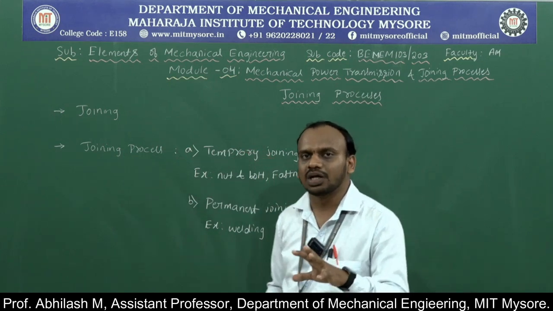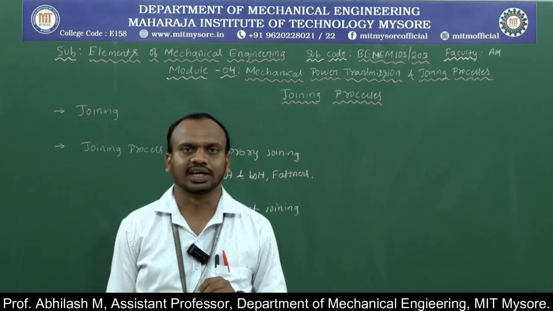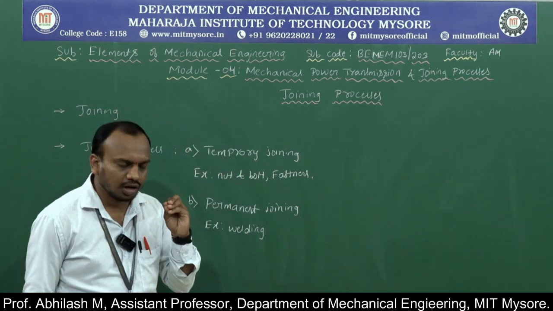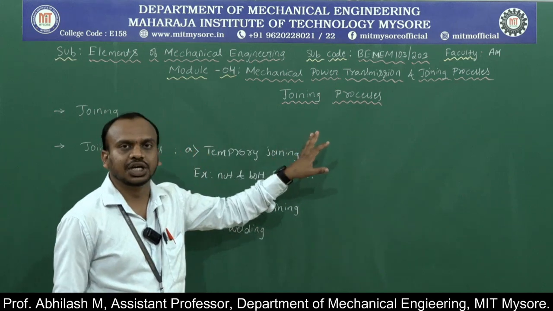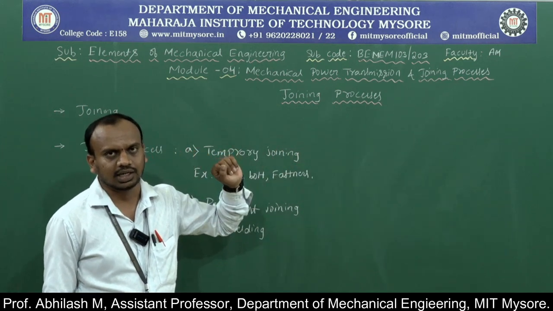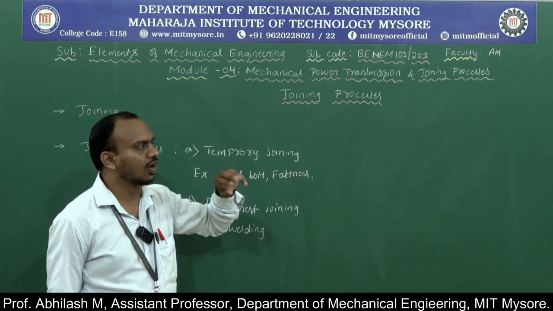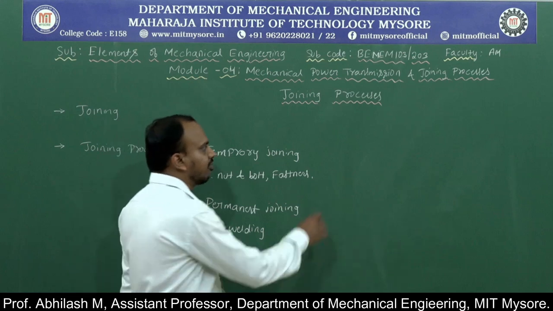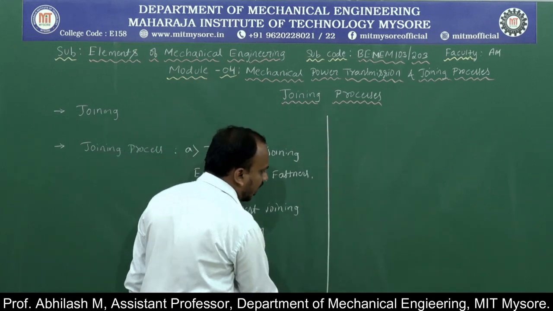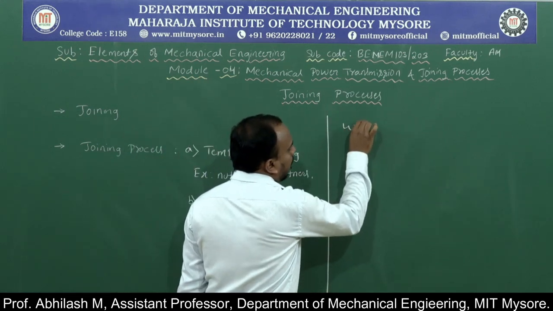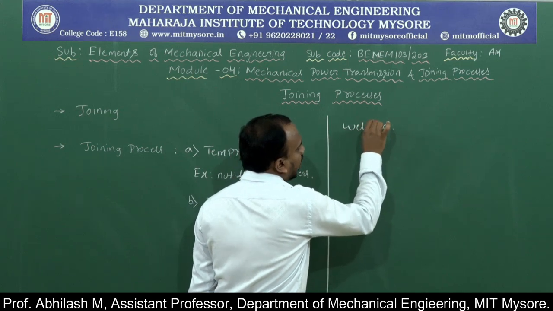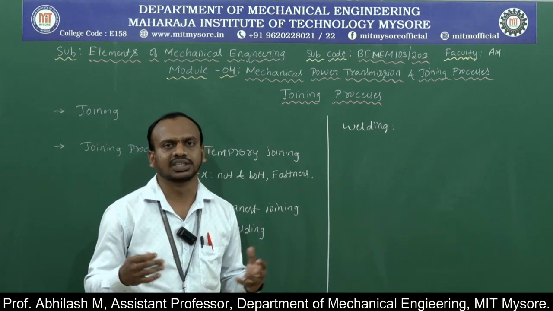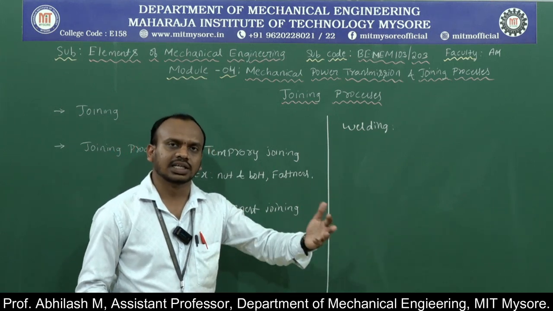But under joining process in the subject of Elements of Mechanical Engineering, we are going to learn three predominant topics that are very essential in the mechanical sector. The three important processes under mechanical industries are, the very first and basic one, welding. Apart from welding, we are going to learn two other concepts called soldering and brazing processes, that we'll discuss later.